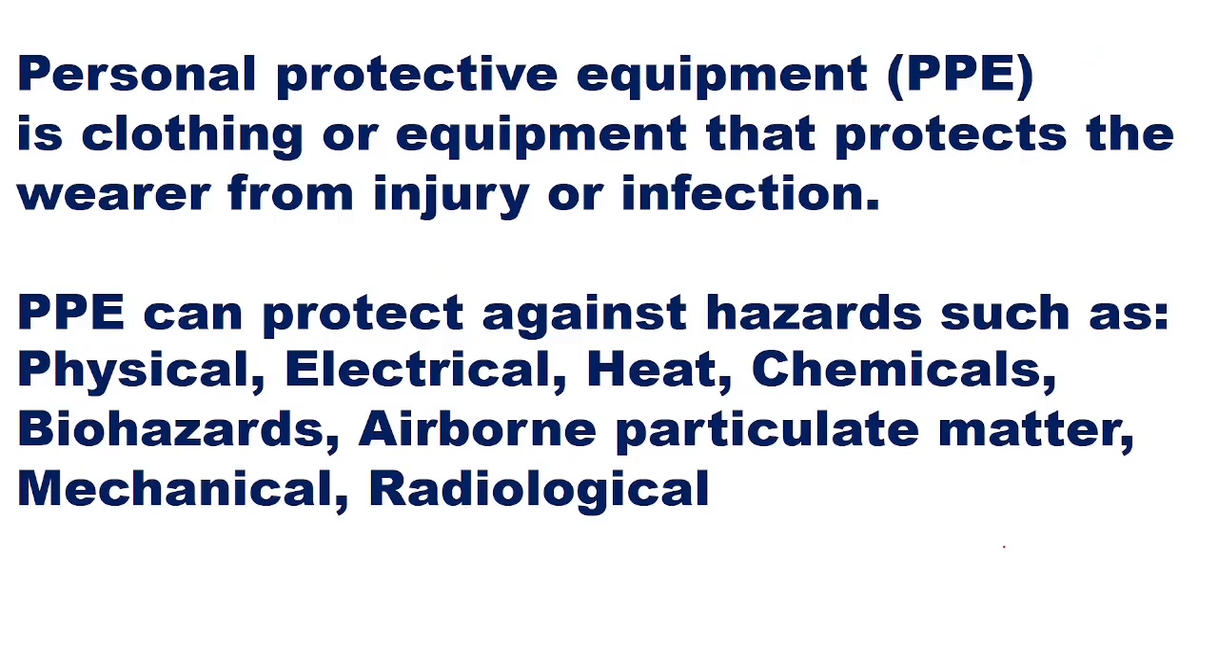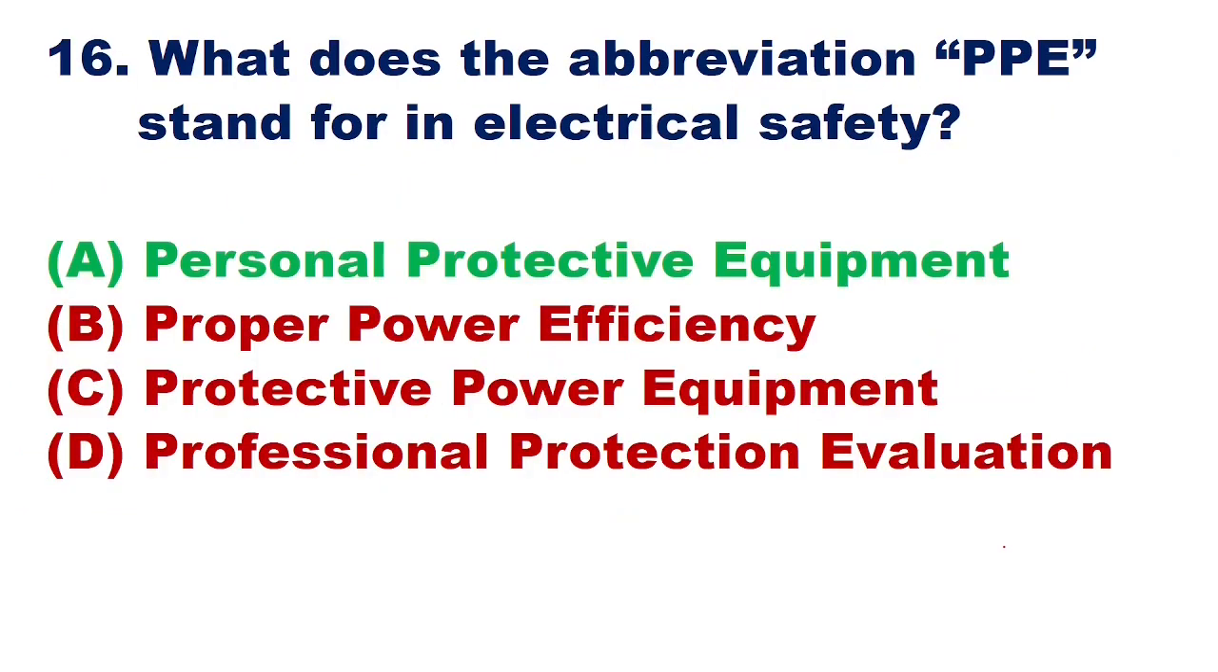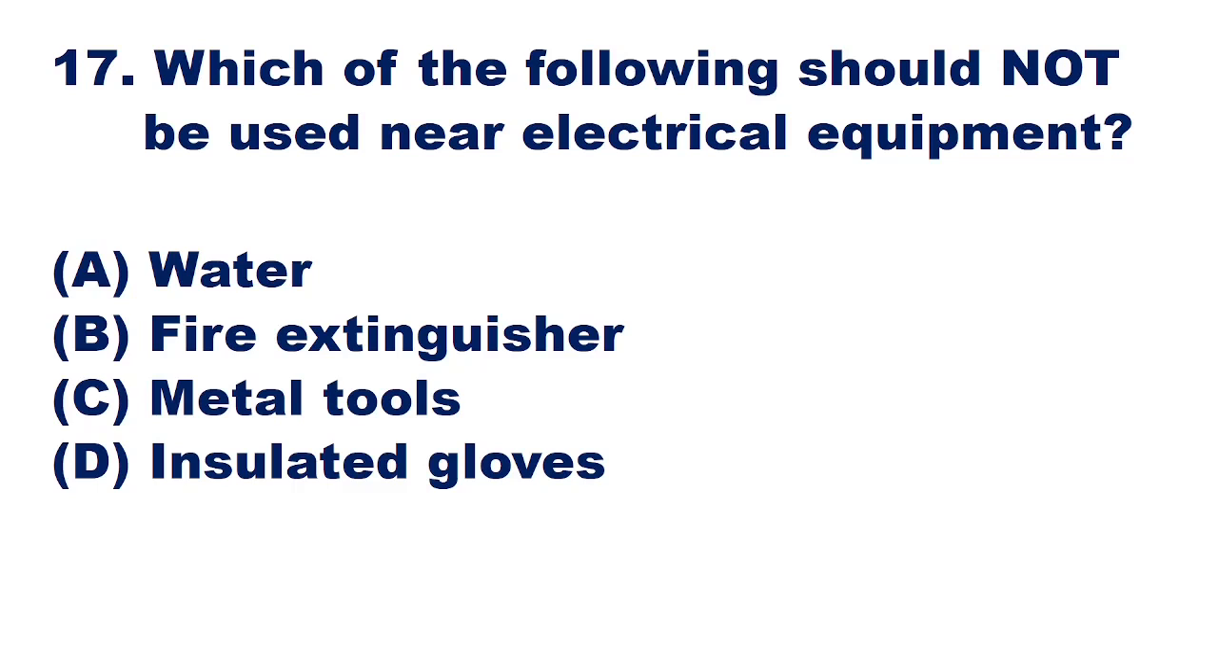So personal protective equipment, PPE, is clothing or equipment that protects the wearer, the person who is going to wear it, from injury or infection. PPE can protect against hazards such as physical, electrical, heat, chemicals, biohazards, airborne particulate matter, mechanical, or radiological. So all these hazards can be avoided if we use the PPE kit. So here PPE means personal protective equipment. Then we'll go to the next question.